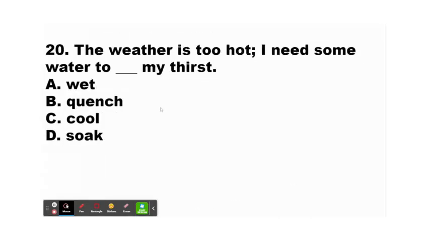Number 20. The weather is too hot. I need some water to dash my test. A, wet, B, quench, C, cool, D, soak. The correct option is B, quench. You quench your test.